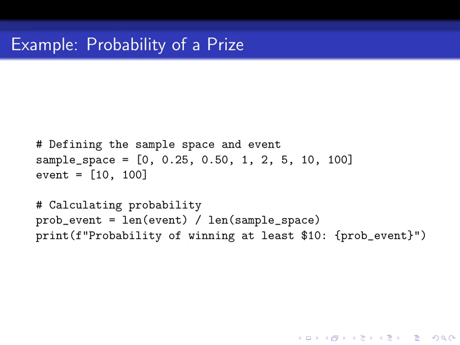In the next slide, we have an example of calculating the probability of an event. The code here demonstrates defining a sample space, selecting a subset of outcomes, and calculating the probability of that subset. It's a simple but practical way to understand how probability is determined in Python.